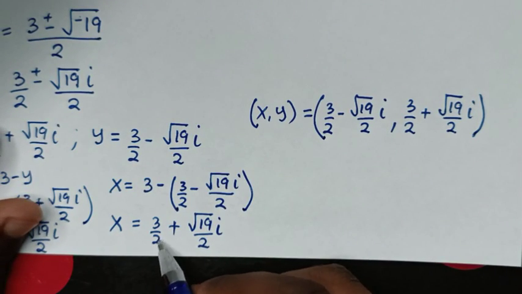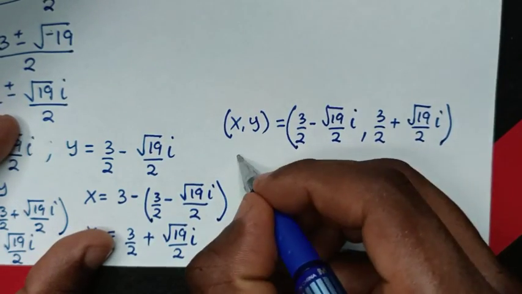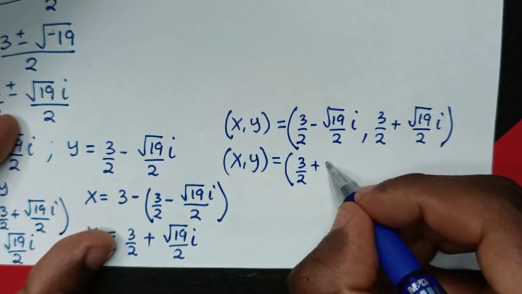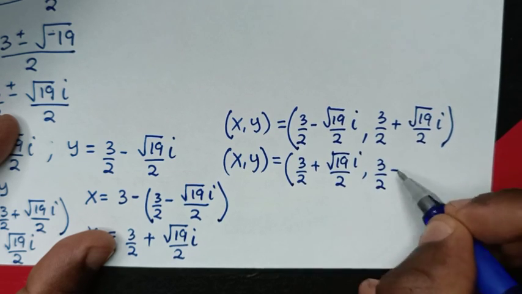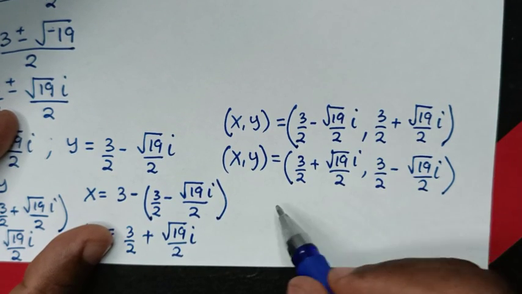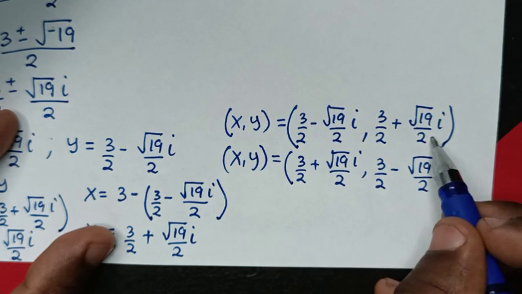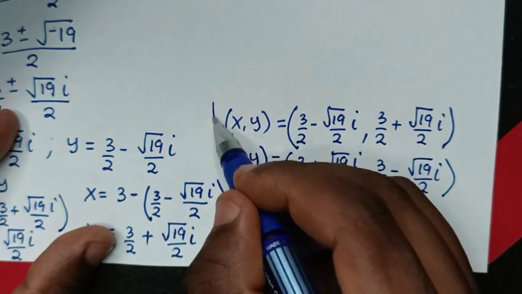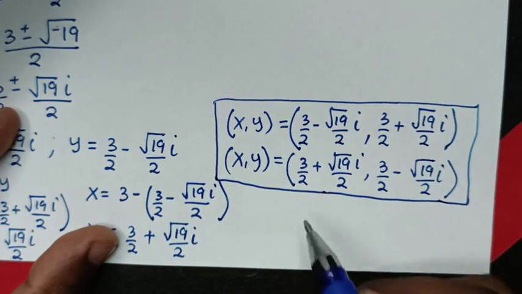And for here, when x is positive and y is negative, it will be (x, y) is equal to (3/2 plus square root of 19 i over 2, 3/2 minus square root of 19 over 2 i). So they just interchange: for here it is y, for here x, and in here it is x. So these are the values of x, y, which are the complex solution for the first solution.